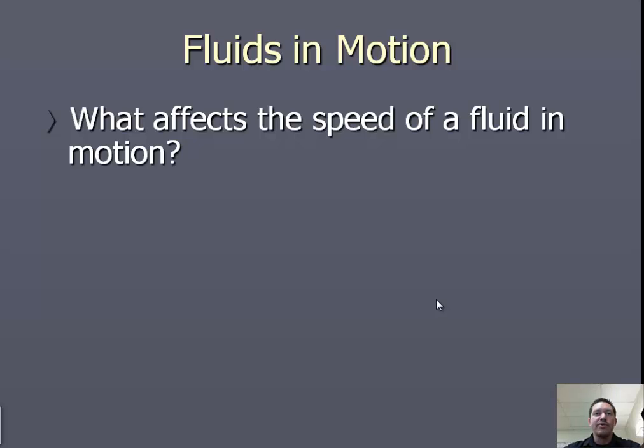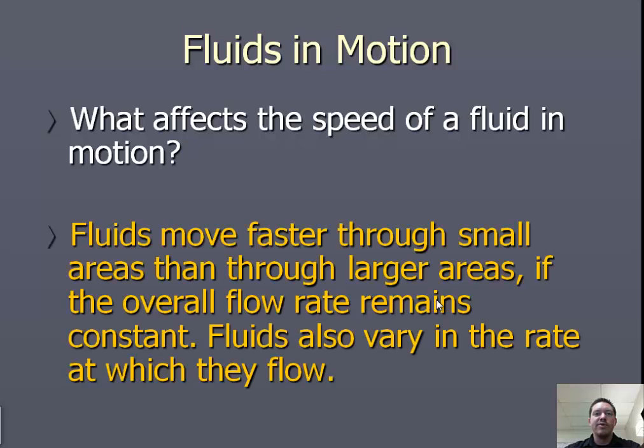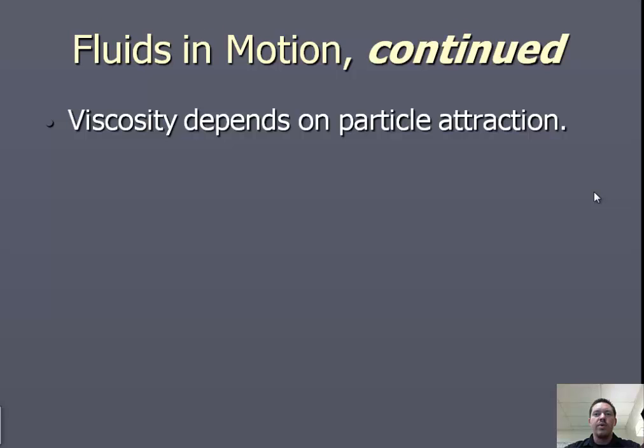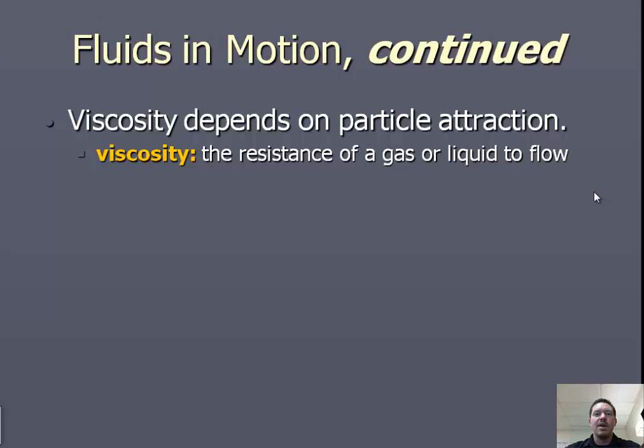Alright, next thing we have is fluids in motion. Fluids will move faster through smaller areas than through larger areas, if the overall flow rate remains constant. Fluids also vary in the rate at which they flow, and what we call viscosity depends on particle attraction. We define viscosity as the resistance of a gas or liquid to flow. So any of these items that we categorize as a fluid, gas or liquid, can be considered fluid because they flow.